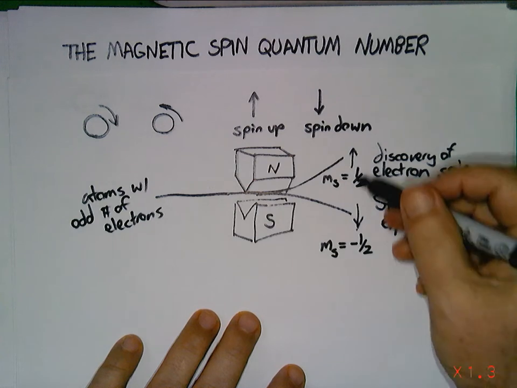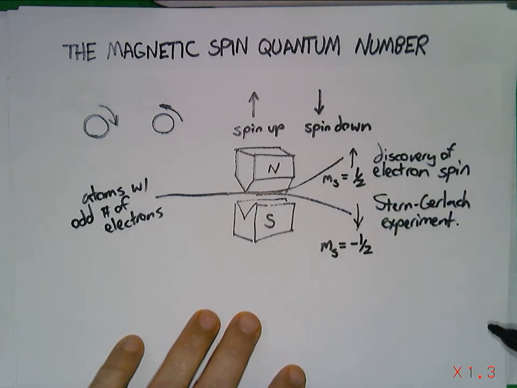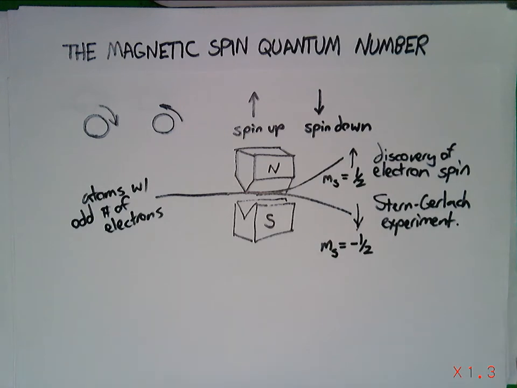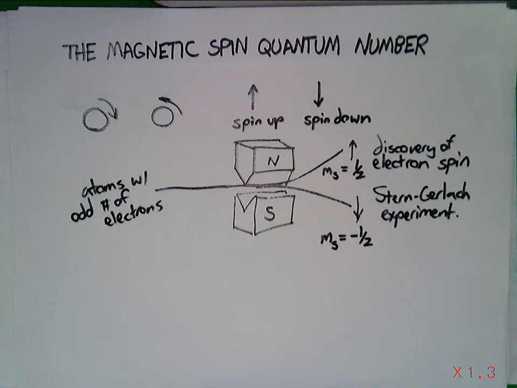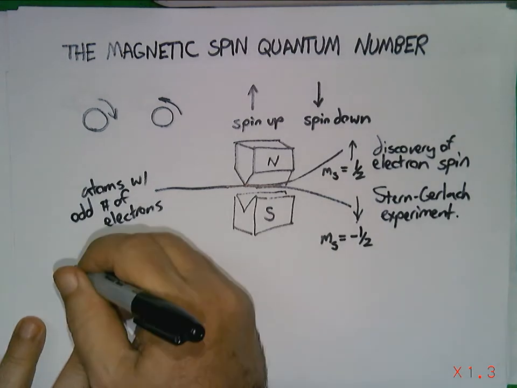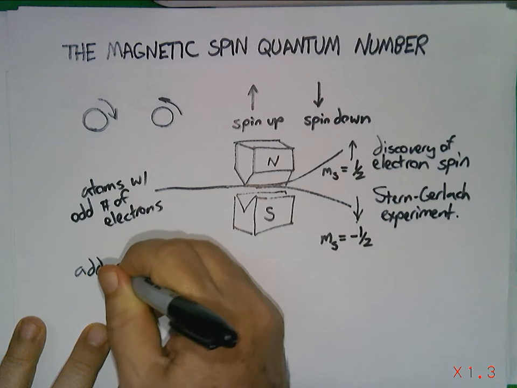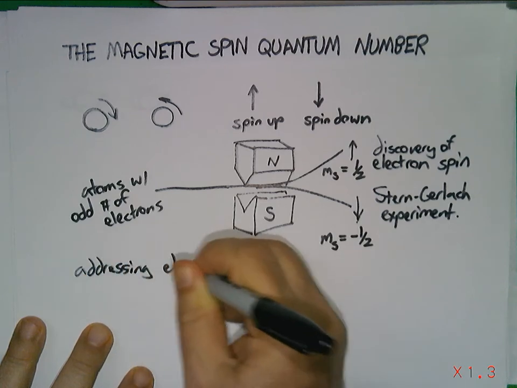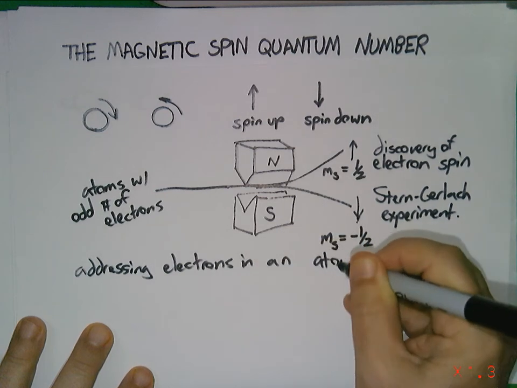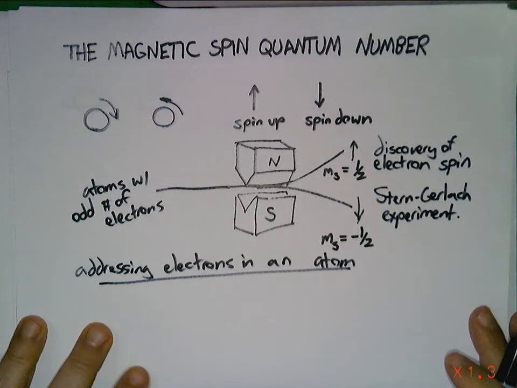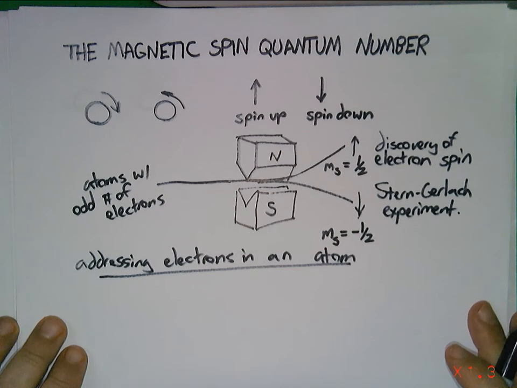Okay? And these are the only 2 values that are possible, and they don't depend on any of the other quantum numbers. So m sub s can be either +1/2 for electrons or -1/2 for electrons. So this 4th quantum number gives us a way to address electrons. We can take an atom and we can assign quantum numbers to its electrons.